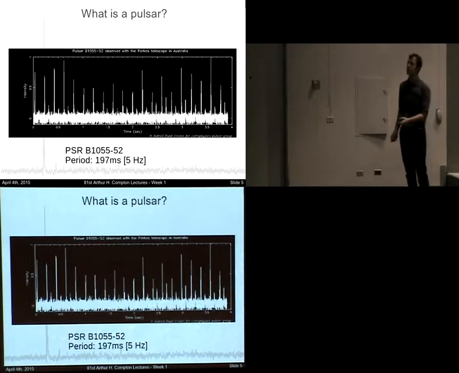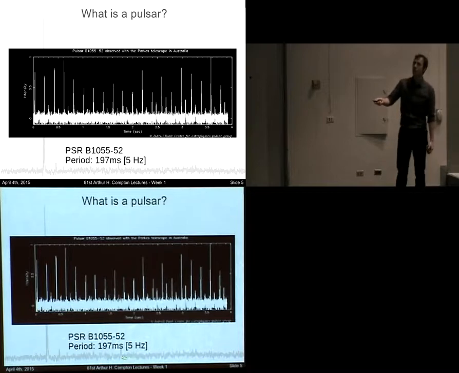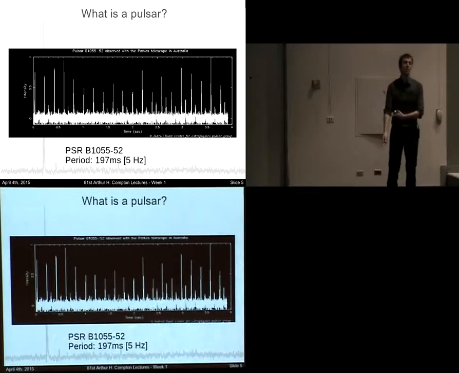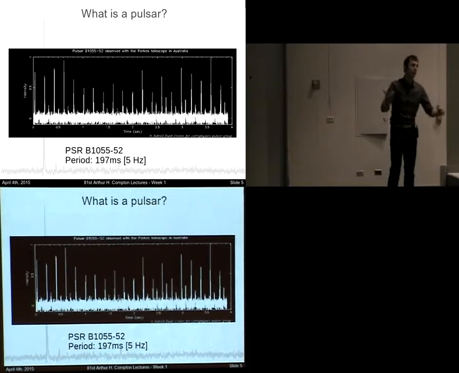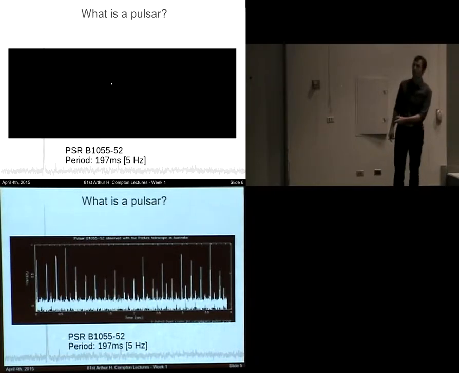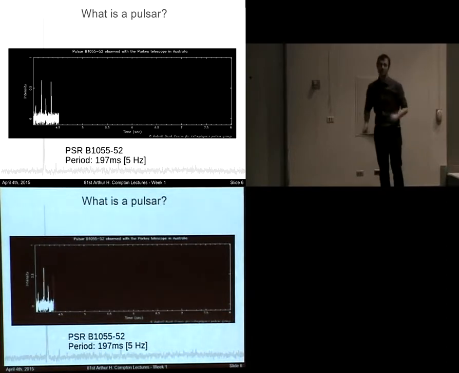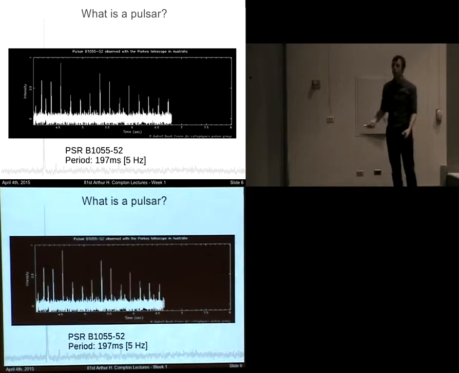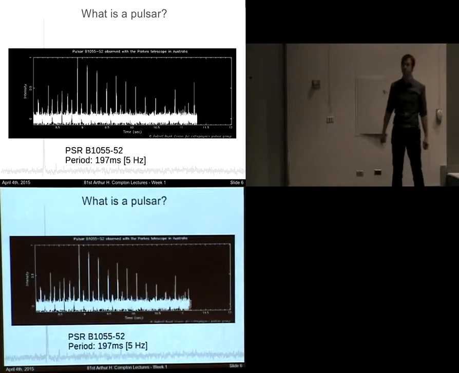This is another pulsar. This is its name, PSR B1055-52. This is a shorter period, only 197 milliseconds, and this thing spins about 5 times a second. So remember, we're talking about something heavier than the sun, squashed into something the size of 20 kilometers, and spinning 5 times a second. And if you have the right kind of radio telescope, you can point it up and listen to these guys.